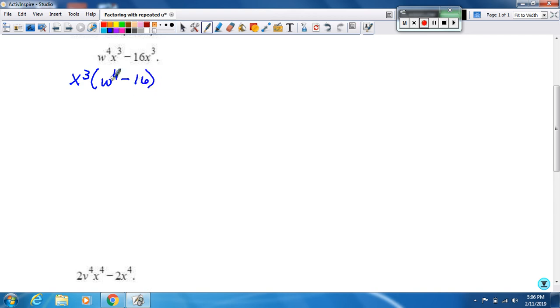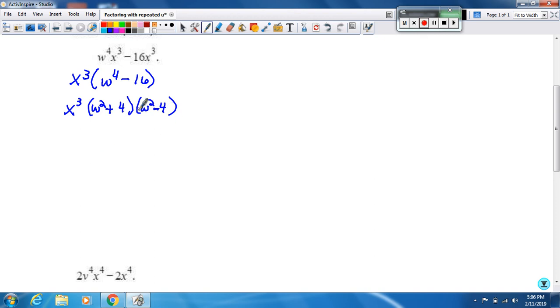Okay, this is a difference of 2 squares, so you keep your x cubed, you make 2 sets of parentheses, you split your w's up evenly, so there's going to be 2 in each one. Now to get this negative, you have to have a positive times a negative, and then the square root of 16 is 4.